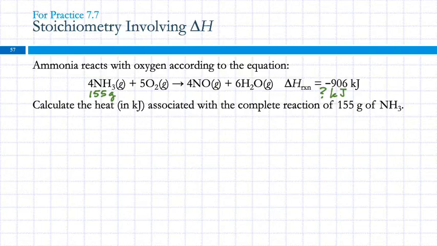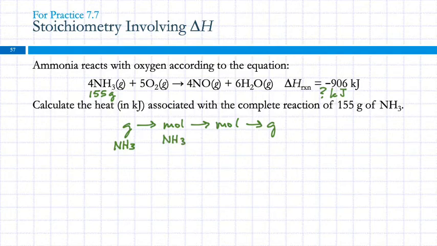Grams to moles to moles to grams, right? That's where we start. And sometimes that's good, and other times we need to adjust this. Are we starting with a mass of a substance? Yes, we are. Are we trying to find a mass of a substance? No. We're trying to find kilojoules. Well, I have grams of ammonia, and I'm going to go to moles of ammonia. Do I need to go to moles of one of these products?